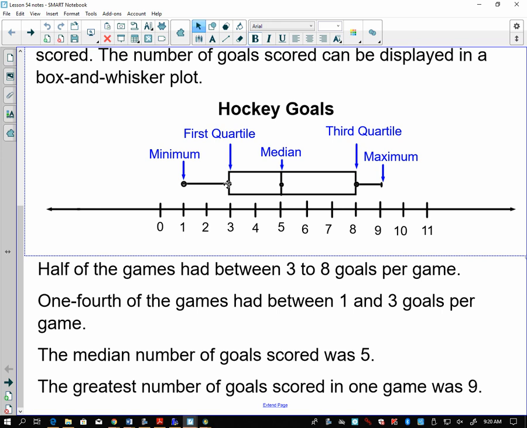So what you're looking for is half the games had between 3 and 8. That's what you're reading here. The box is where half the data is. Half the data is between 3 and 8. A fourth, so we're taking this half and dividing it in half, and that's how we're getting that 3. The median number and the greatest, 1/4. We're getting some of those numbers.